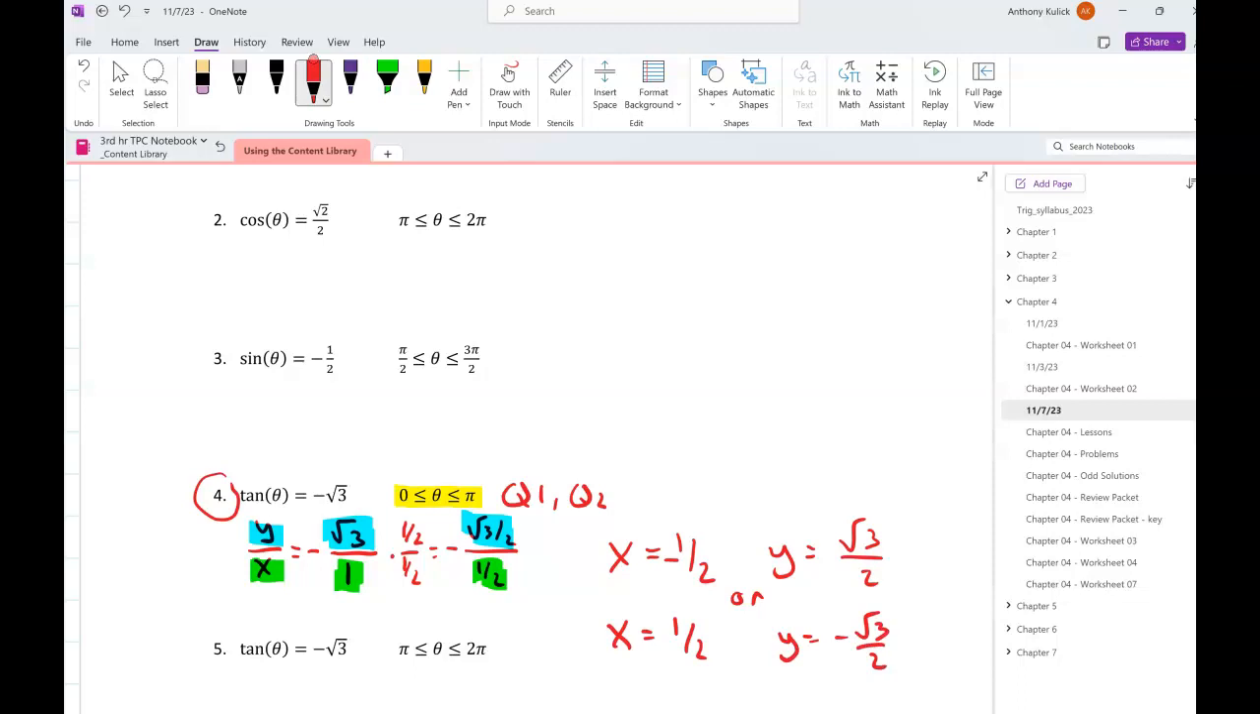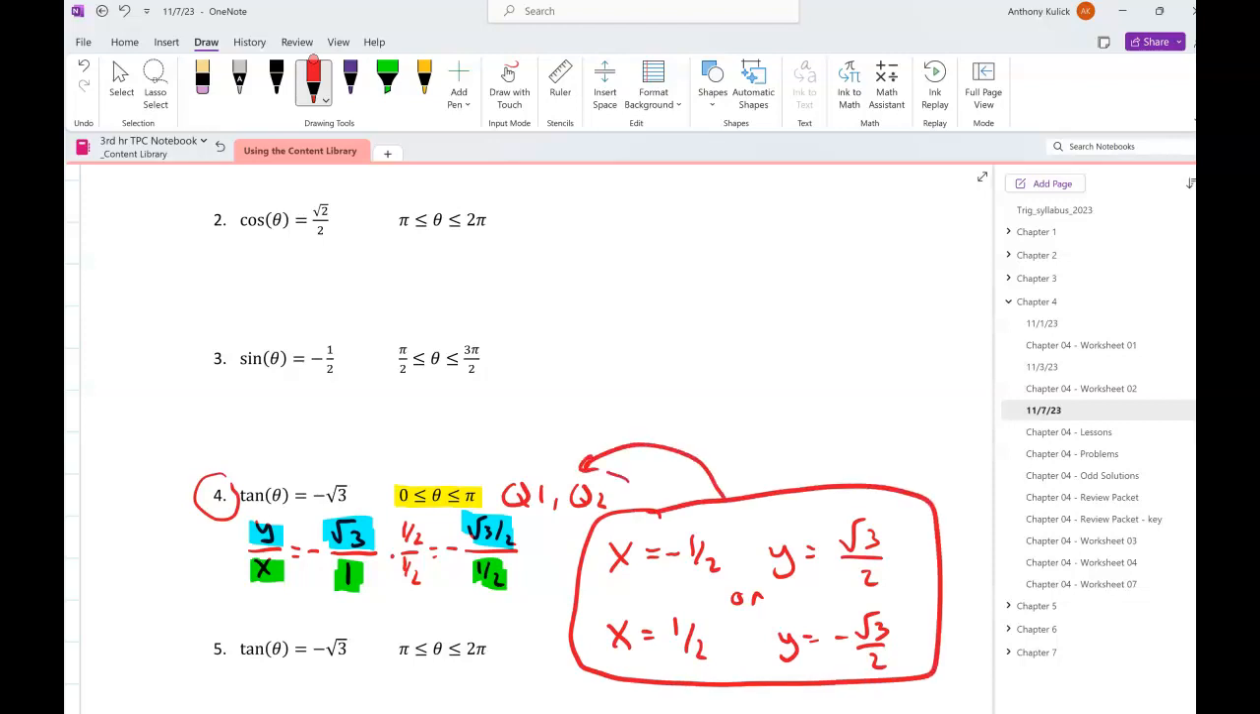So either the x has to be negative or the y has to be negative, but not both of them. Everybody's good with that? So I'm going to go to my unit circle in quadrants 1 and 2 and look for a place where I see x equals negative 1/2, y is positive root 3 over 2, or x being positive 1/2 and y is negative root 3 over 2.